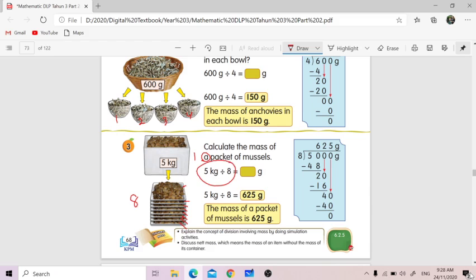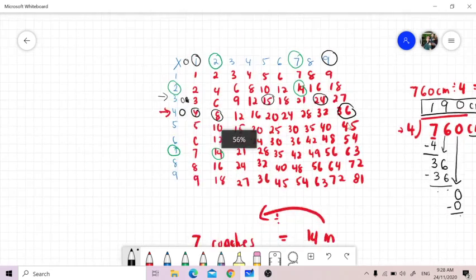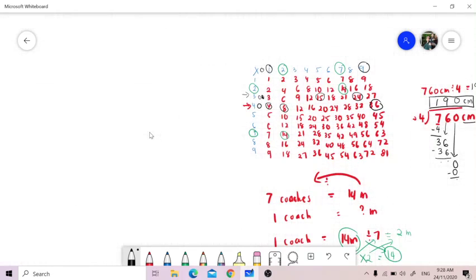So bila dia divide, sekarang ni ke dalam kilogram, dia minta gram. Okay, so this one murid kena faham. 5 kilogram divided by 8. Kalau kita lihat dekat sini, you look into our whiteboard here. Okay, 5 kilogram divided by 8. Kalau dia tak minta, okay, tapi dia dah bagi tahu dia nak minta dalam gram.